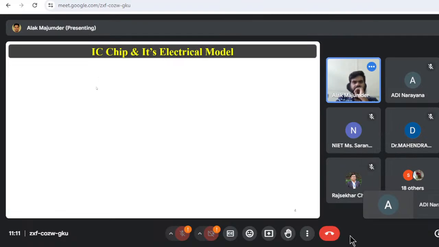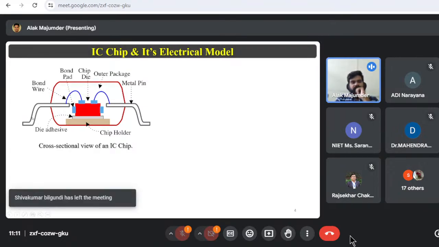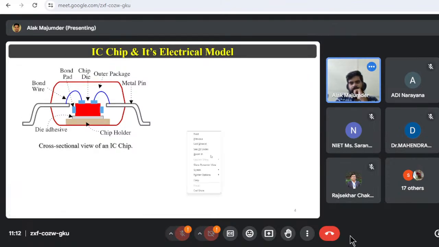Now let's go ahead and see how a particular chip and its electrical model is, which I discussed in the morning session also. See, you can think of this section as your pins or external pins.